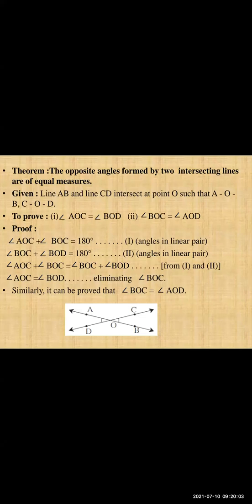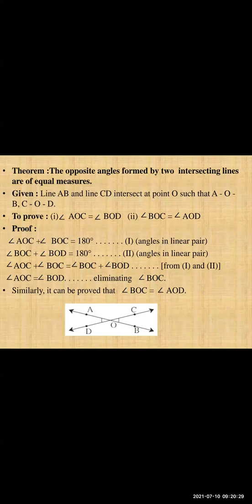The theorem is given to us. What is the theorem? The opposite angles formed by two intersecting lines are of equal measures. Below you can see the diagram, so you can understand the values clearly. Two lines intersect each other, and whatever opposite angles are formed.